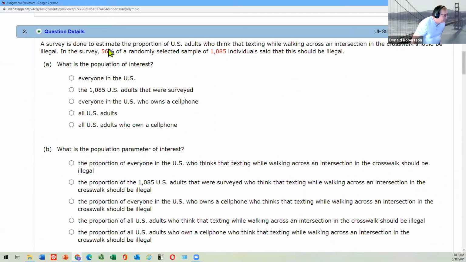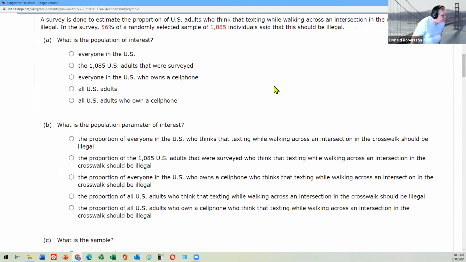Okay, back to this guy. 56% of a group of 1,000 people said, yeah, good idea, make it illegal. What is the population of interest? There are 5 choices. What's the population of interest in this question? One of those is all US adults. Correct. Now that one might seem very similar, which it is, but isn't this group a small subset of everybody?